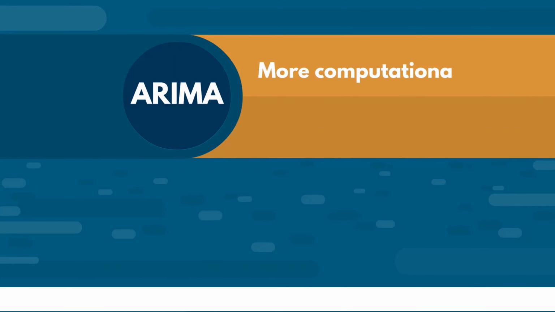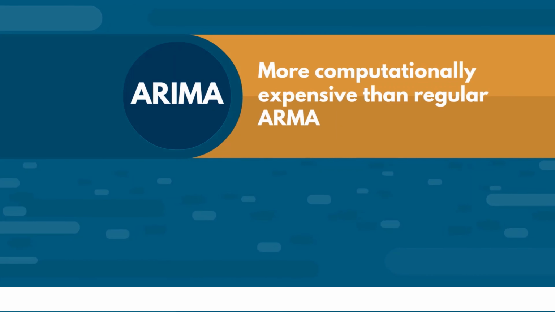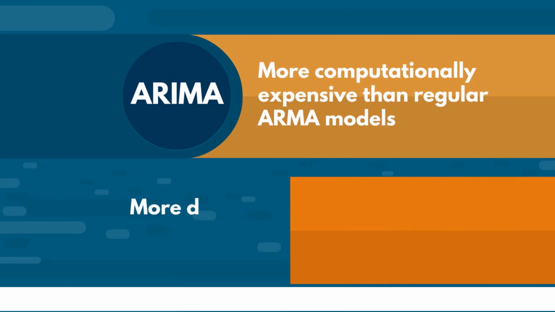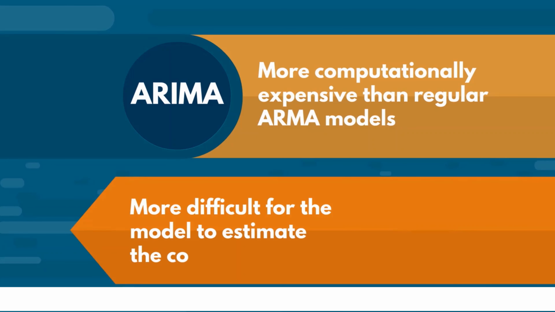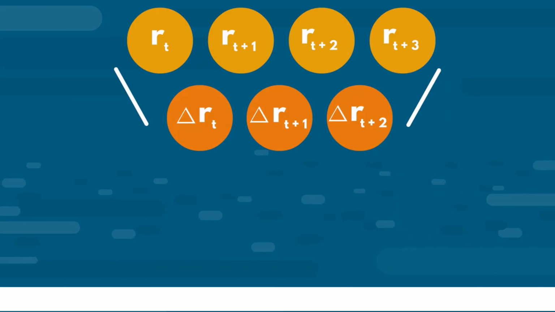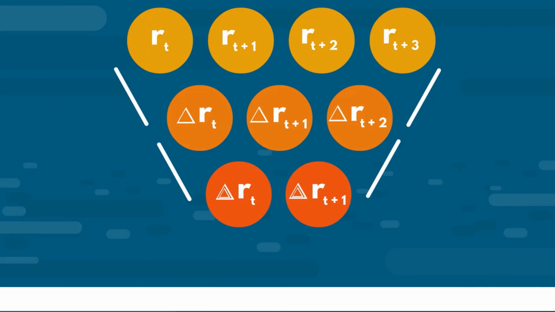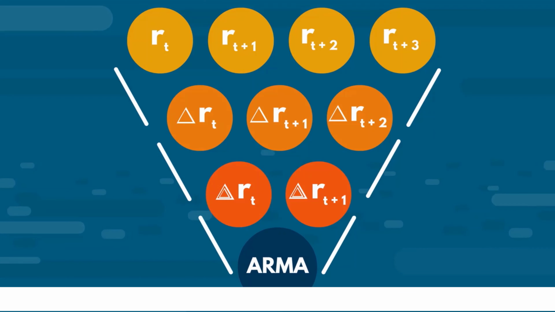While ARIMA models can and will estimate stationary data, they are more computationally expensive than regular ARIMA models. By integrating stationary data, we're only making it more difficult for the model to estimate the coefficients. For starters, it needs to generate every layer of integration one by one, and then try to fit the new data using any of the regular ARIMA models we are familiar with.